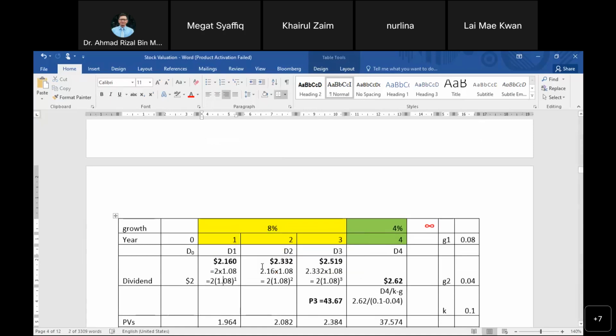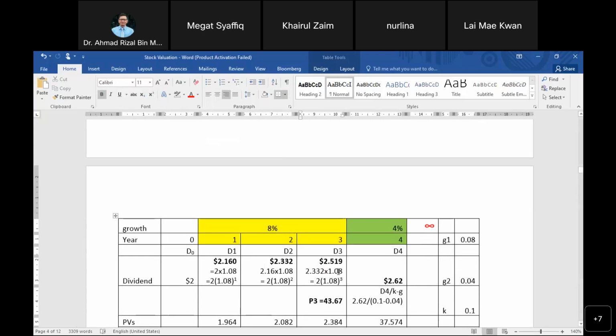This is the working. Next, calculate D2. There are two ways to do it. Either use the 2.16 you have just calculated as D1 and simply multiply it by 1.08, which gives 2.332. Or you can use D0, $2, and multiply by 1.08 to the power of 2. You still get the same answer. It doesn't matter which approach you are more comfortable with, as long as you do it correctly. And then to find D3, it is 2.332 times 1.08, which is 2.519.